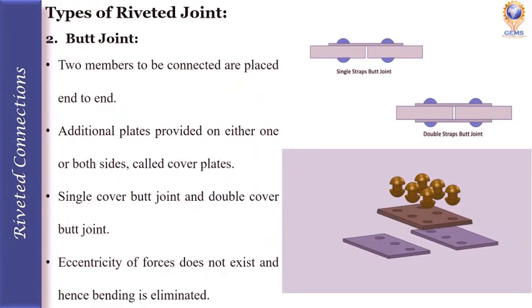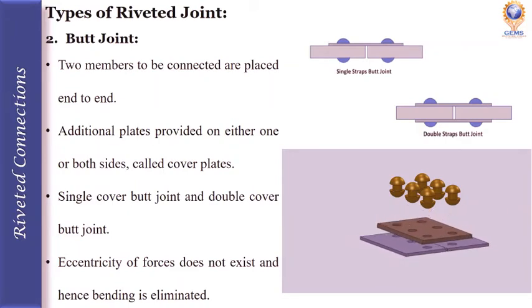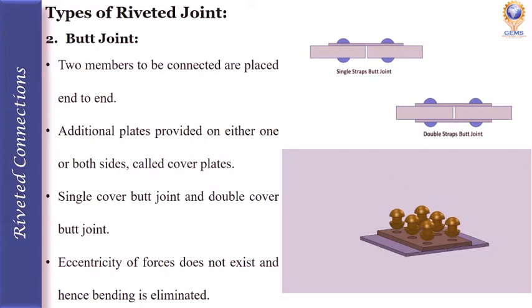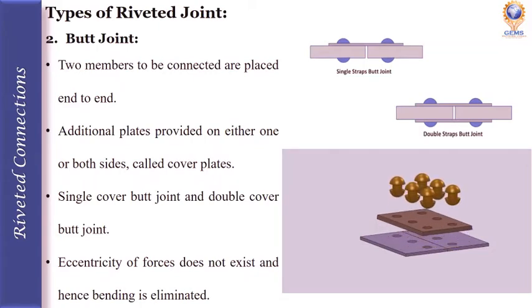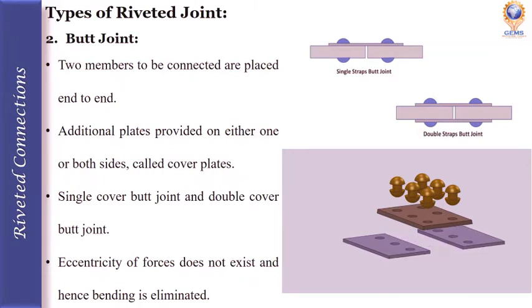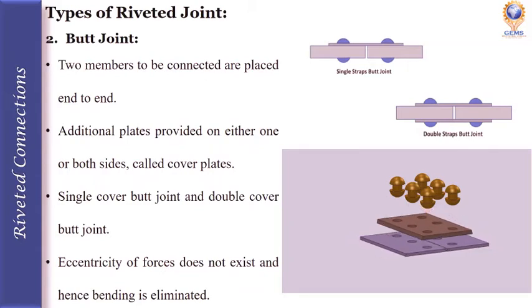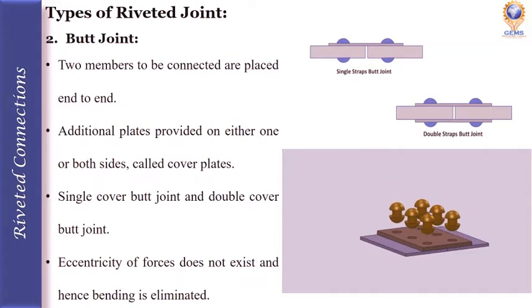Second, butt joint. The video shows how the rivets are connected in the butt joint. The two members to be connected are placed end to end. An additional plate provided on either one or both sides, called a cover plate, is connected to the main plates by using rivets. If the cover plate is provided on one side, it is called a single cover butt joint.